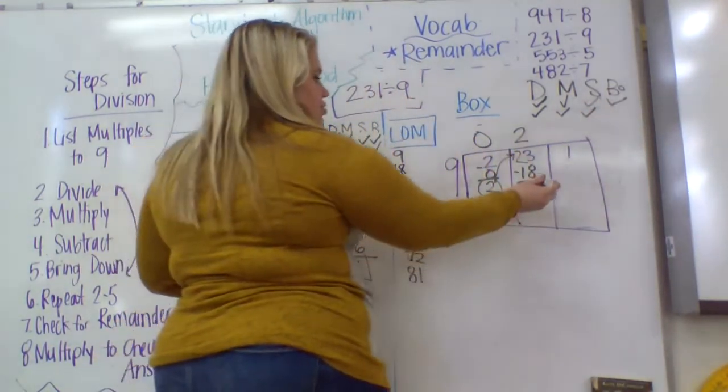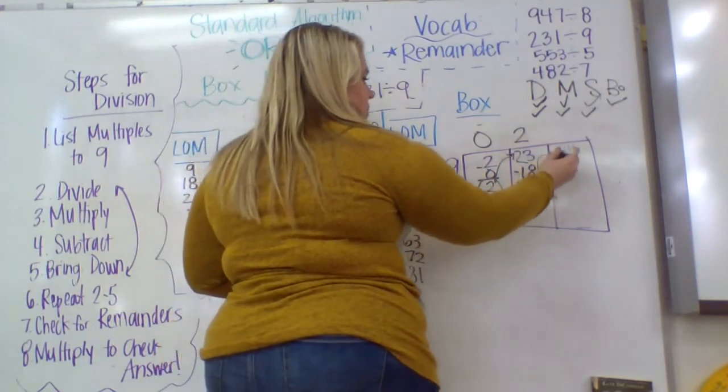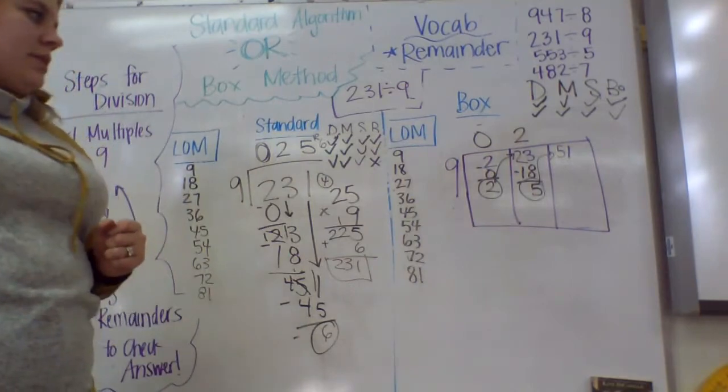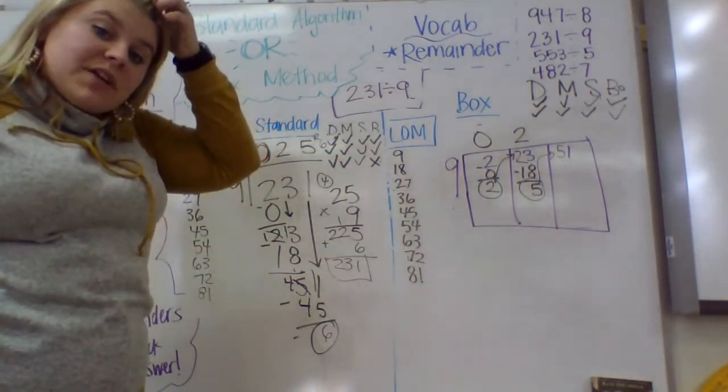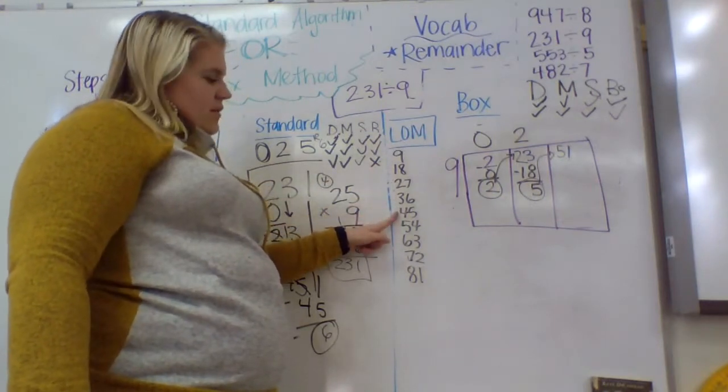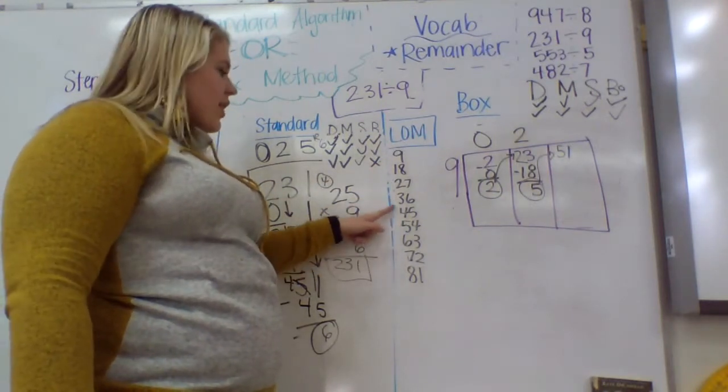Now I'm ready to circle and bring it over. Now I'm dealing with 51. I want to see how close I can get to 51 without going over. 9, 18, 27, 36, 45, 54. That's too much. I've got to go back.